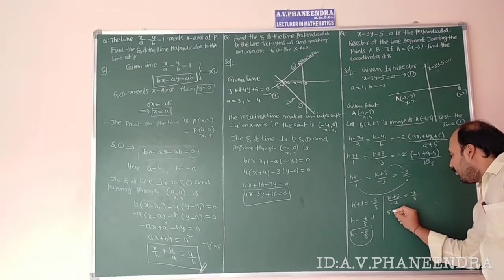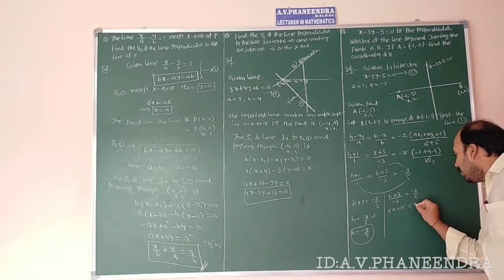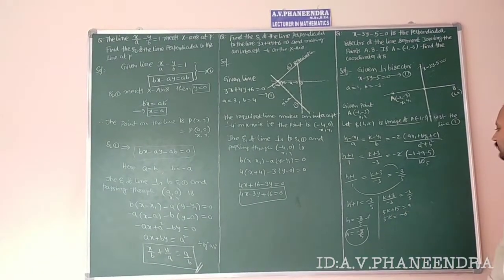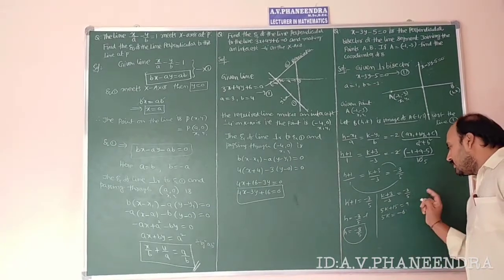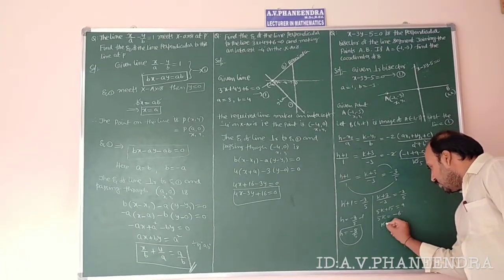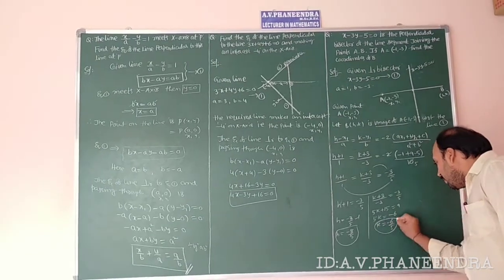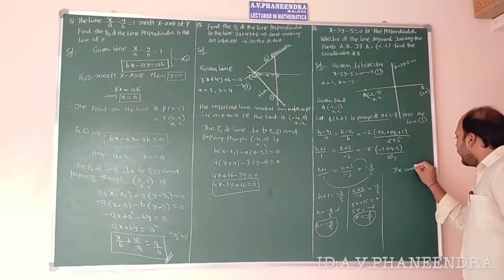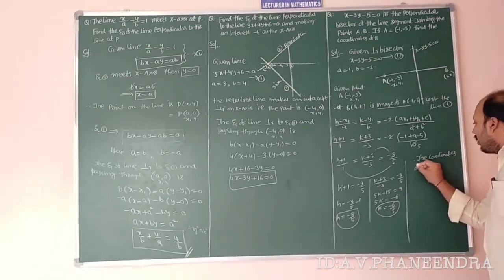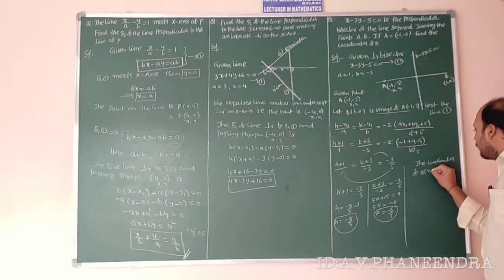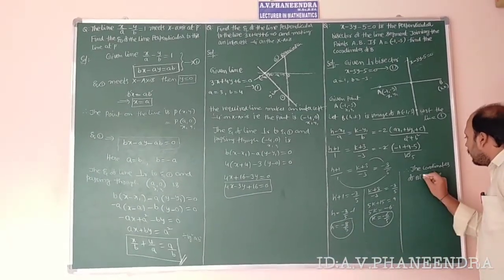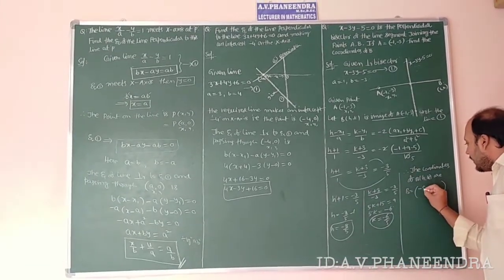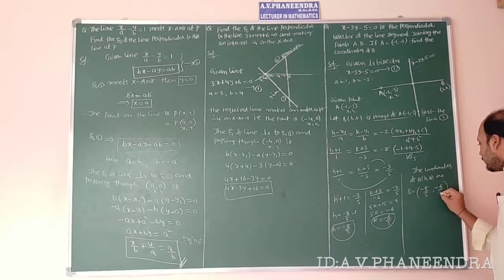k + 3 divided by -3 is equal to -3/5. Cross multiplying, 5k + 15 = 9, 5k = -6, 9 minus 15. So k = -6/5. Therefore, the coordinates of B(h, k) are B = (-8/5, -6/5).